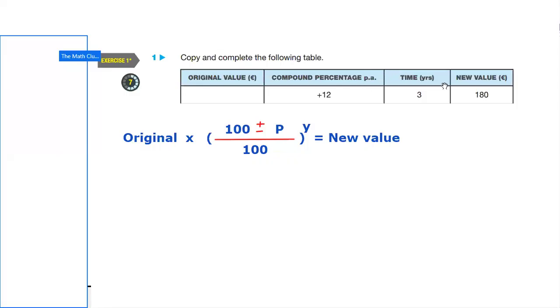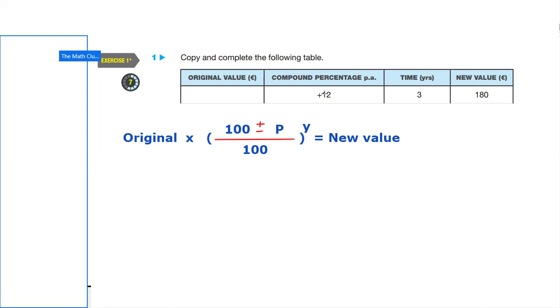Now, in other questions, sometimes they will give you the new value and they will give you the compound interest with the increase or decrease. If the sign is positive, it's increase. If it's negative, it's decrease. And they will give you the time taken for that increase or decrease, and they will ask you to find the original. This means you're going to use the same formula here, and you're going to fill the gaps and then find the missing numbers.